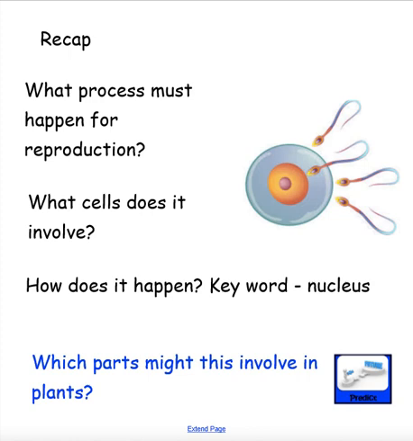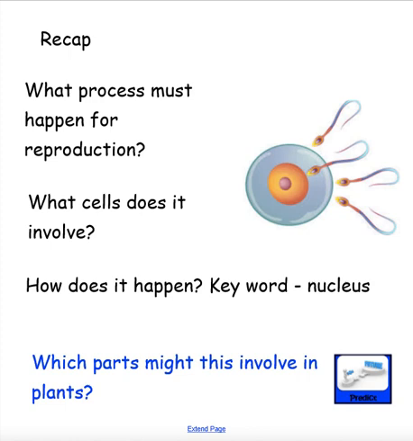Before we continue, we need to recap some of what we've looked at in the first topic this year. So again, pause this video here and think about these questions. What process happens for reproduction? There's a picture there to help you. Which cells does it involve? Again, the picture will help you here. And how does it happen? The key word to include there is nucleus. Pause the video and write answers down to those 3 questions.